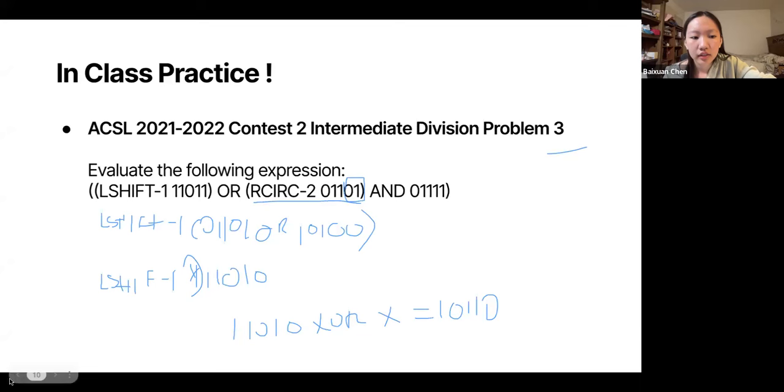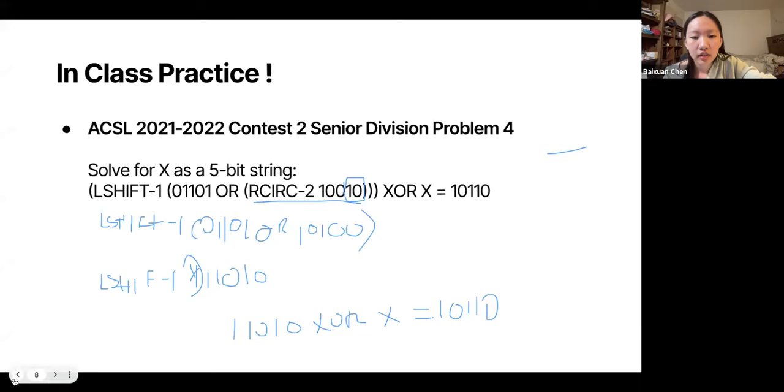Sorry. Exclusive OR will return a 1 only when only one of them is exclusively 1, right? So if it's a 0 and a 0, it'll return 0. And if it's a 1 and a 1, it'll return a 0.